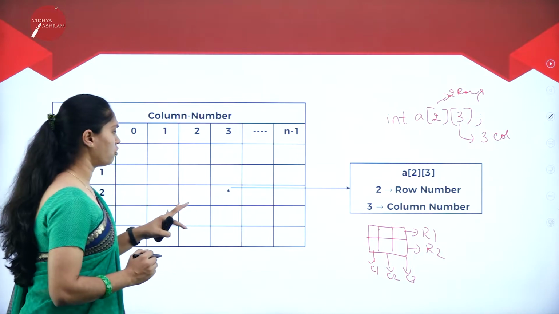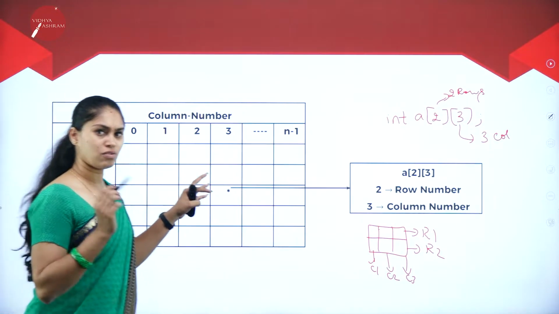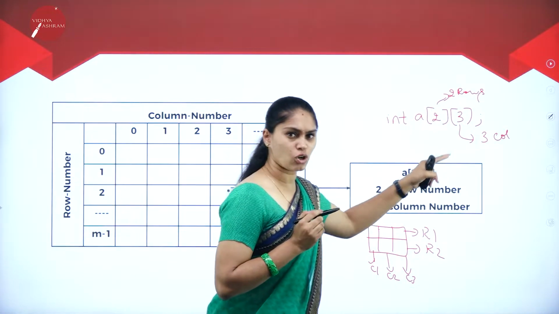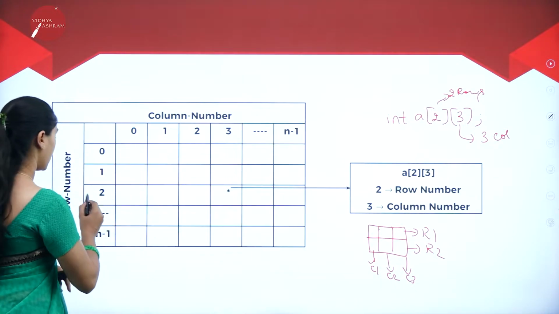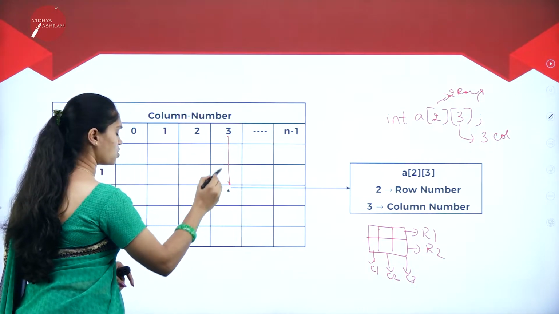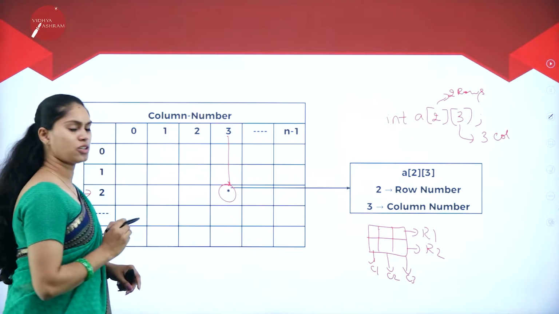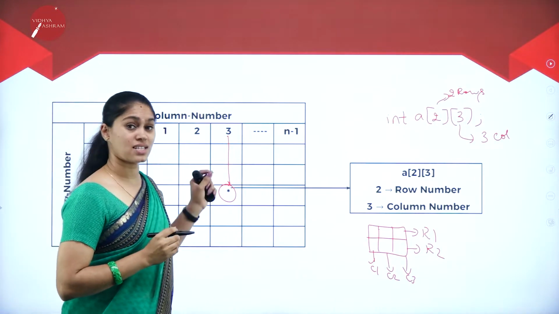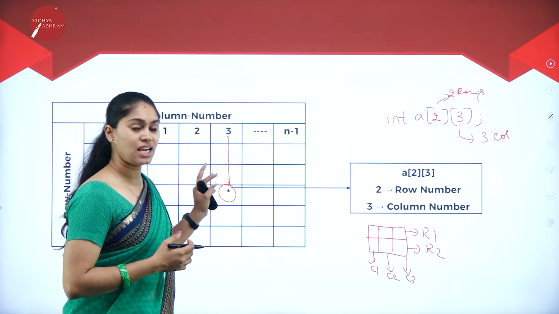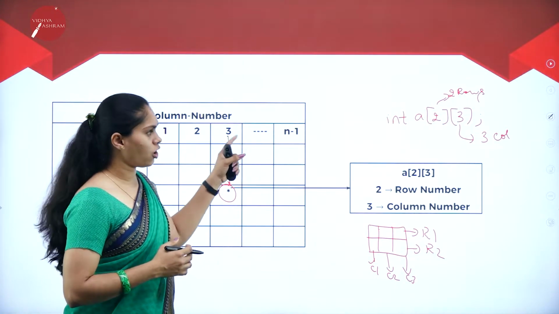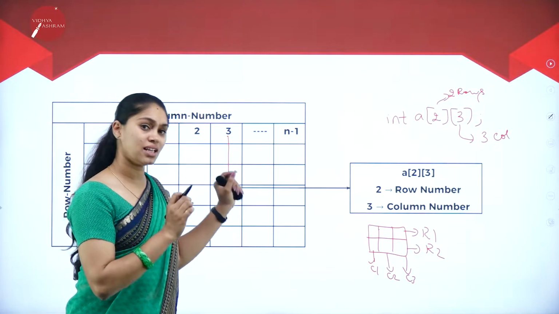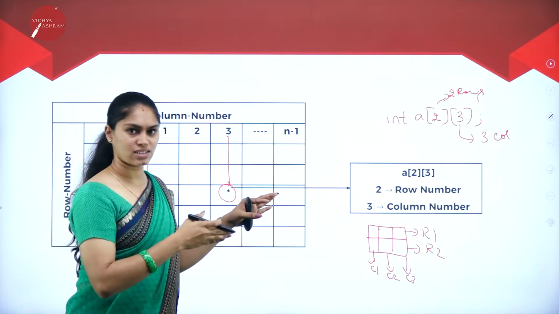If I wanted to find any value, like the element of the second row and third column, we'll see here: second row, third column, where is it? Here, third column. So this element is going to be found, that is, the position of this element. If I give A of 2 cross 3, then it gives the element in the position of second row and third column.